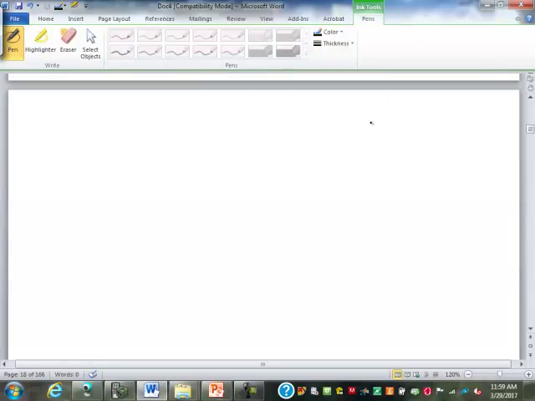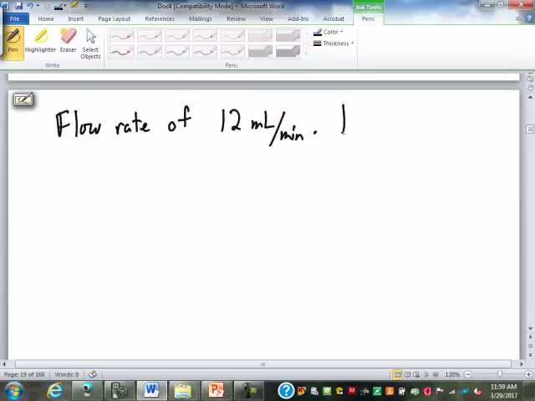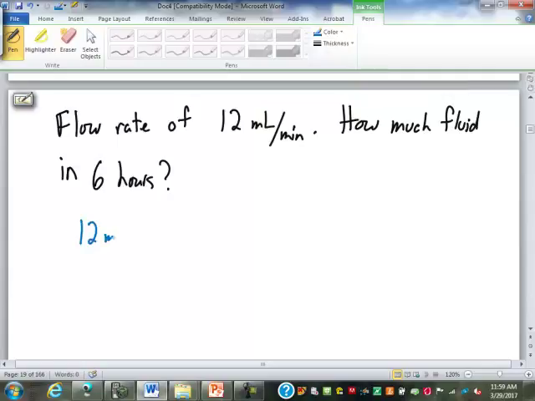So let's look at one that's a little bit more complex than that. If we have a flow rate of 12 milliliters per minute, how much fluid will be infused in 6 hours? This one's a little bit more complex. We've got our 12 milliliters per minute, per 1 minute.